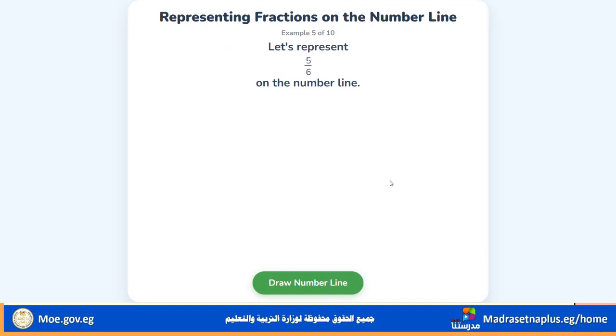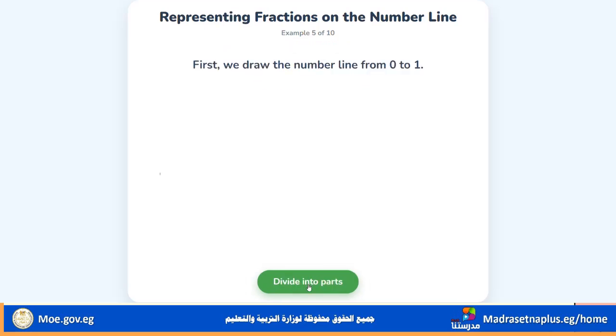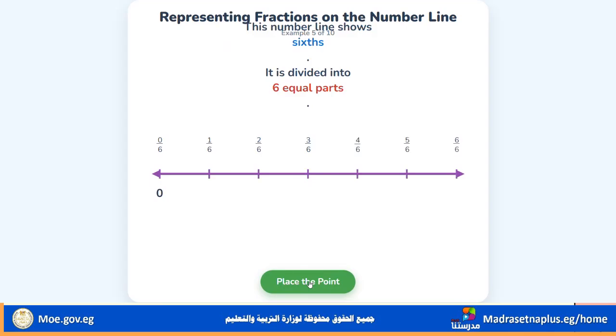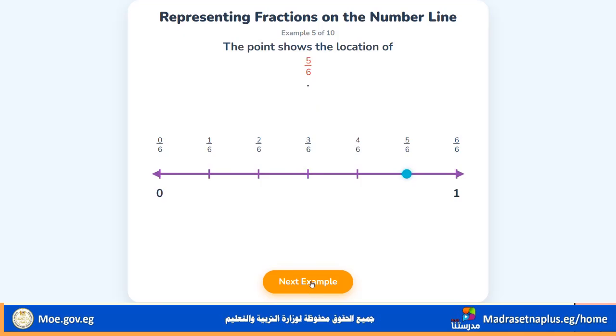The next one, I need to represent 5/6 on the number line. The problem becomes easy for you now. First step, draw a number line from 0 to 1. Then place 5/6 at that point. This point is 5/6. If I asked you to place 1/6, you can draw a dot here, 2/6 here, 3/6, 4/6, and so on.